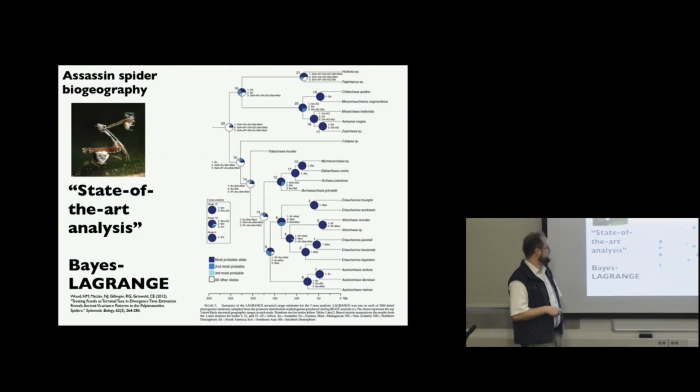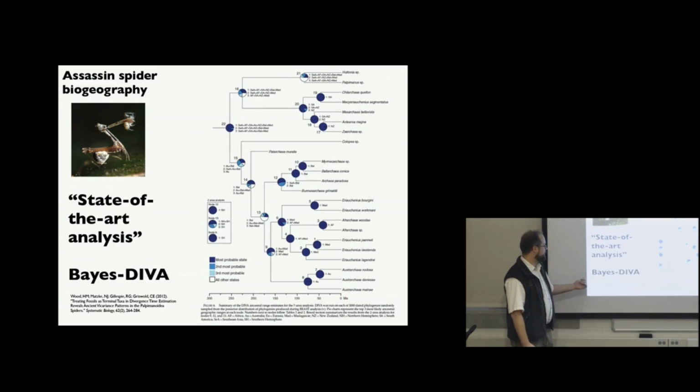Just to give you a state-of-the-art analysis, this is another paper I co-authored, which was the historical biogeography of assassin spiders. Assassin spiders have big, long jaw thingies that they use to eat other spiders without getting too close to them. They have these snap jaws that come around and nab things. And we ran Lagrange and DIVA, and we sort of did a Bayesian version of those.